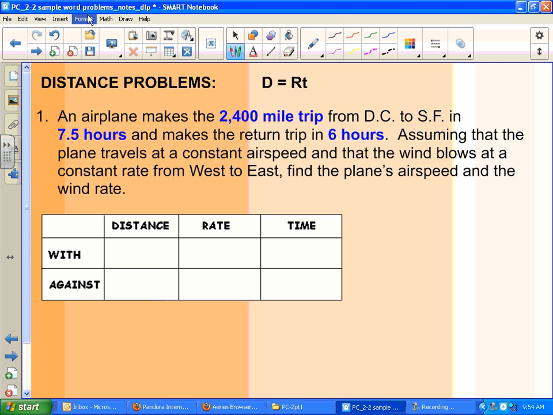So let's see what we've been given. We've been given 2,400 miles, that's a distance. And then we've been given time. The question is, assuming that the plane travels at a constant airspeed, and the wind is also blowing at a constant airspeed, finding the plane's airspeed and the wind rate. So there are unknowns. So we can say let P equal the plane speed. And W can equal the wind speed. There we are defining our variables.